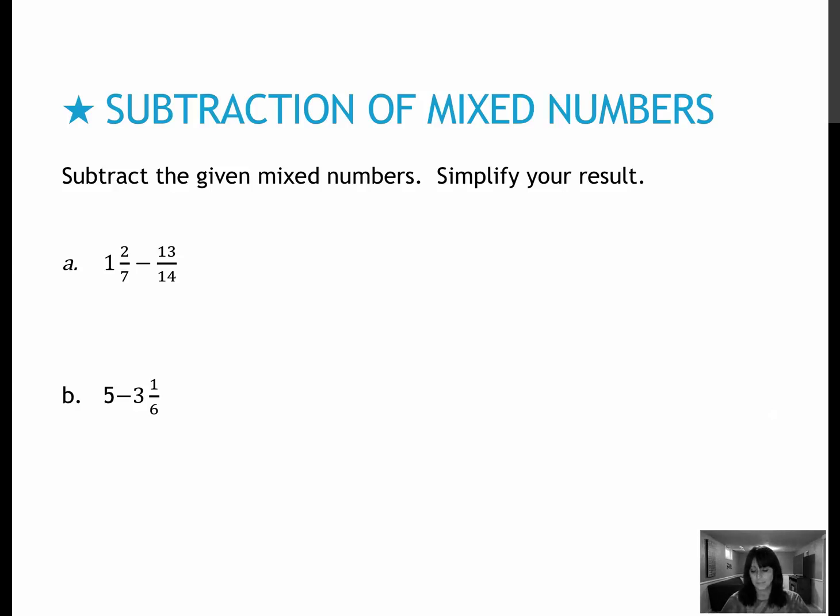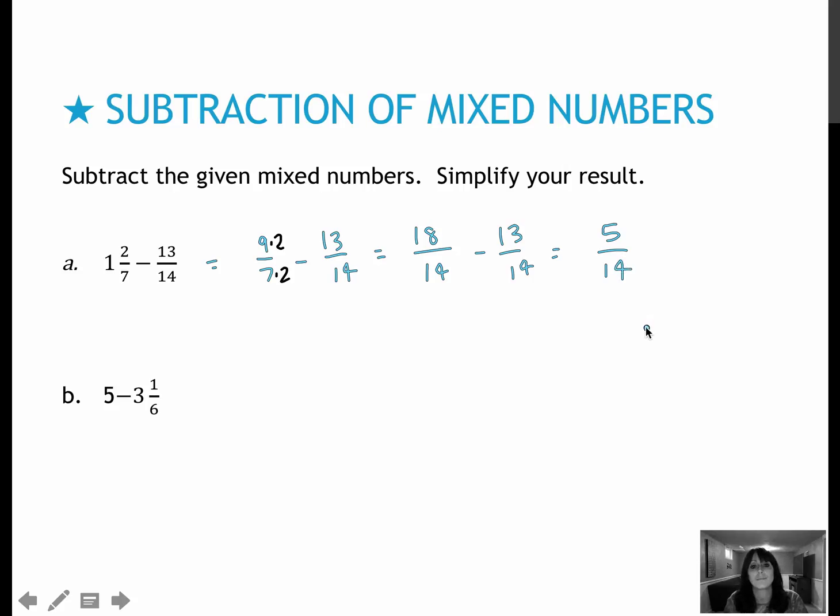For my first question, again, I'm going to change this into 9 sevenths minus 13 fourteenths, and then I'm going to multiply that 7 times 2 because I want to have a common denominator of 14. So 8 fourteenths minus 13 fourteenths gives me 5 fourteenths.